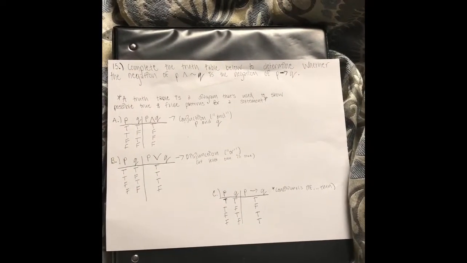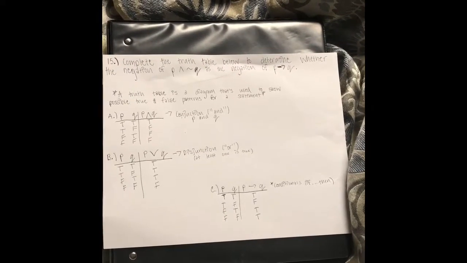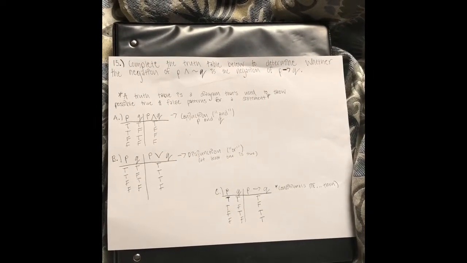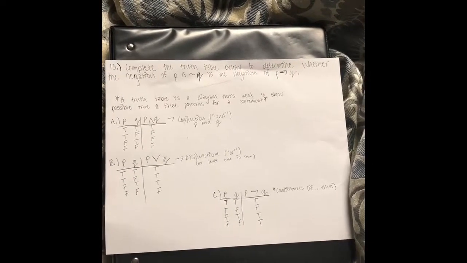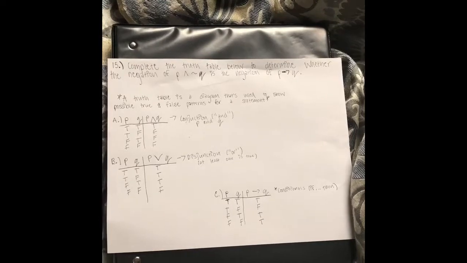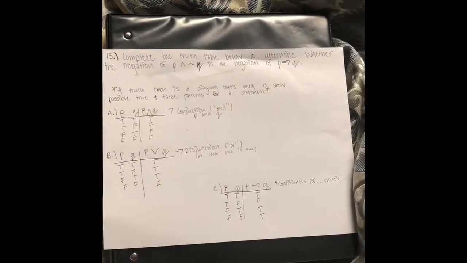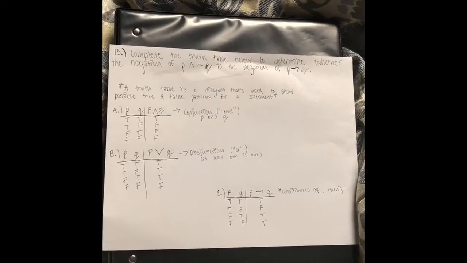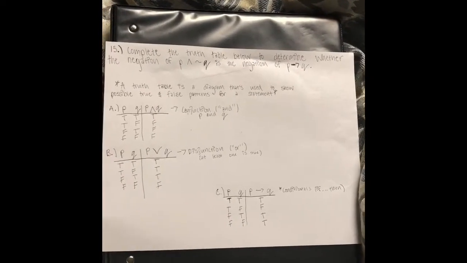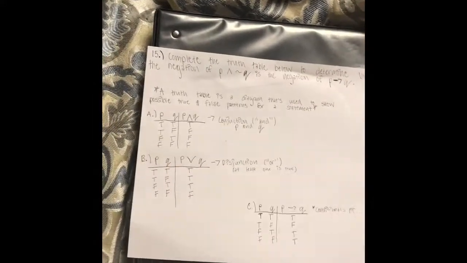Alright, so today I will be solving number 15 out of the textbook, and as you can see here, it says complete the truth table below to determine whether the negation of P and not Q is the negation of P then Q. So just to set the stone and highlight a few details to get started, I wrote down here that the truth table is essentially a diagram that's used to show possible true and false patterns for a statement. So then getting into our rules for our truth tables.